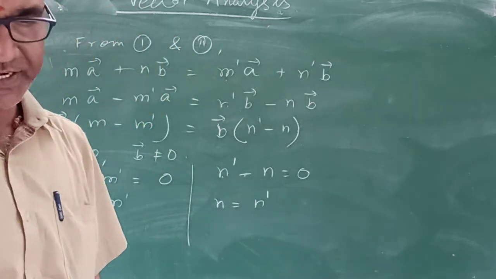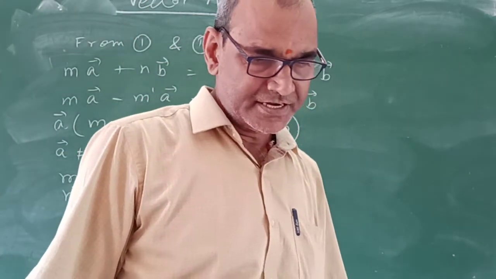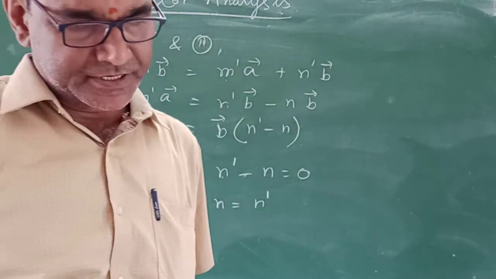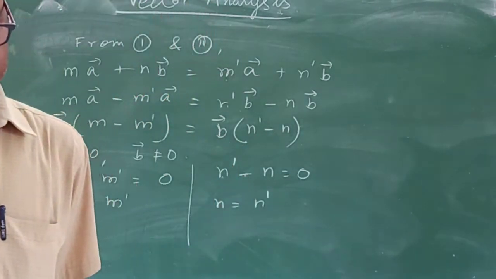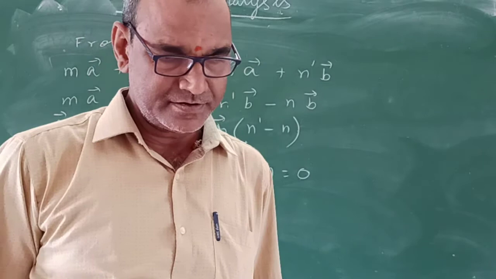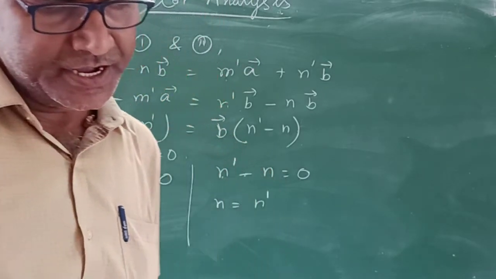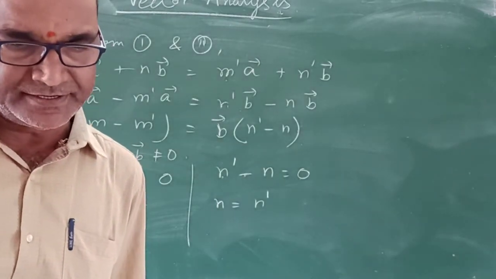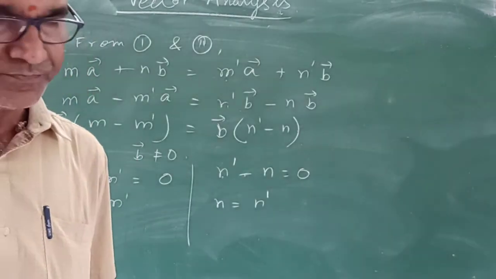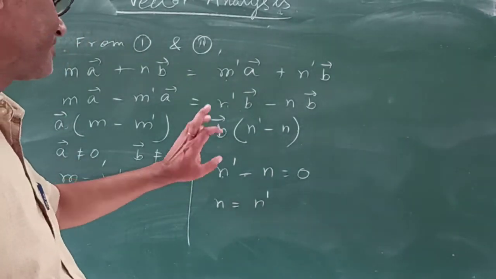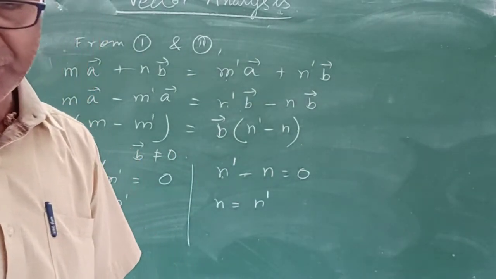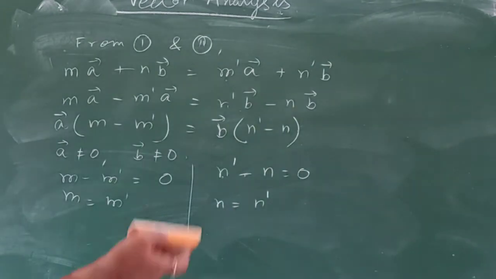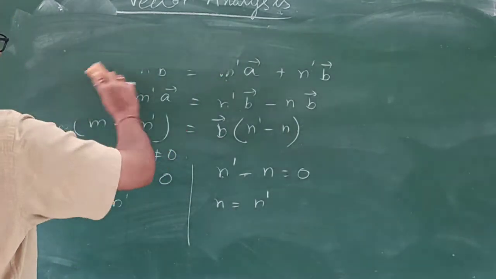Hence, we can say that there is one and only one way in which a given vector A can be resolved into two component vectors, provided a and b are not equal to 0. Is it clear? Then we have to write one more sentence in this.